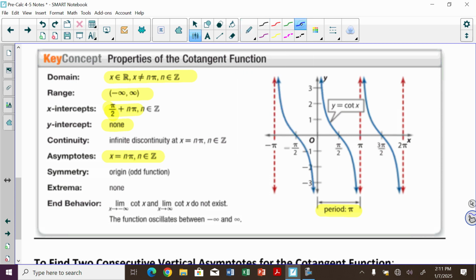Okay, so a couple things to point out here again. This first one here, when you're looking at x-intercepts, these are going to be odd multiples of pi over 2 again. So very similar. You can see the graph is just flipped, almost like a reflection over the x-axis. And then the asymptotes are going to be multiples of pi. Okay, just have the information down.